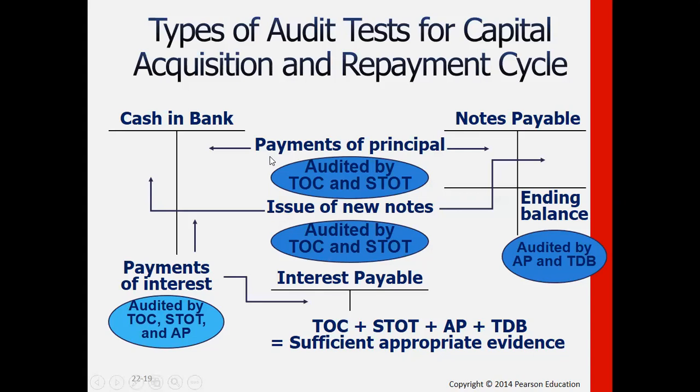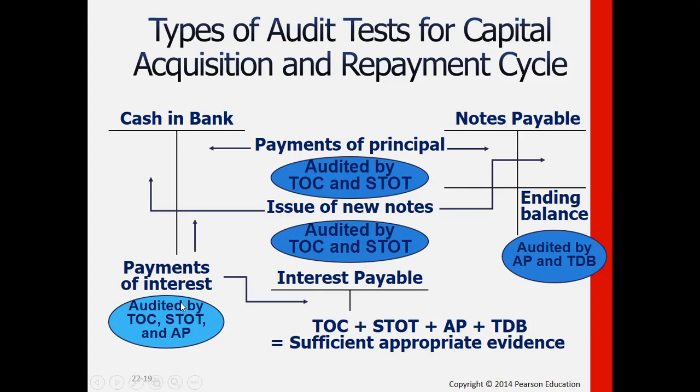For the types of audit tests, we have to look into this particular summary, although this summary is at the end part in the prior videos, but quite unique now. So cash and bank will be affected by repayment, of course, as well as capital acquisition, which is an increase, and then a decrease for repayment. For payments of principal, that would be a minus, but issuance of new notes would be an increase. For both payments of principal and issuance of new notes, which are transactions, we would be checking using TOC, test of control, and substantive tests of transactions. For notes payable, that would also increase by issuance of new notes, and payments of principal will be a minus. So the ending balance will be checked by analytical procedures and tests of details of balances.